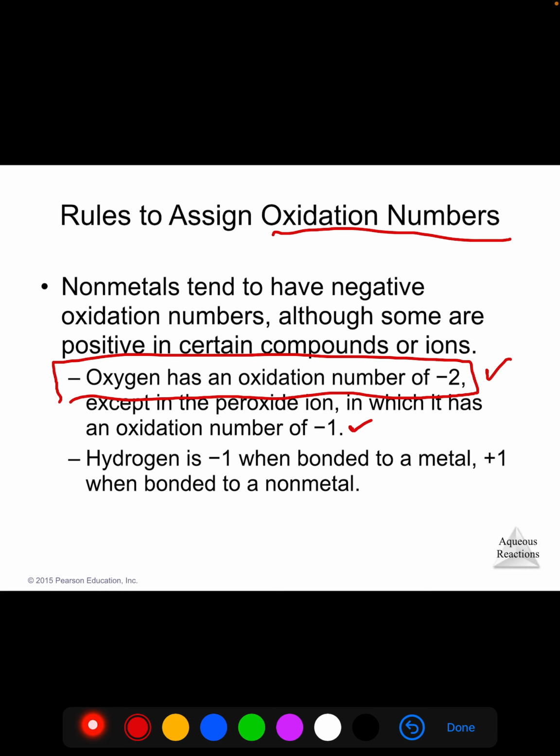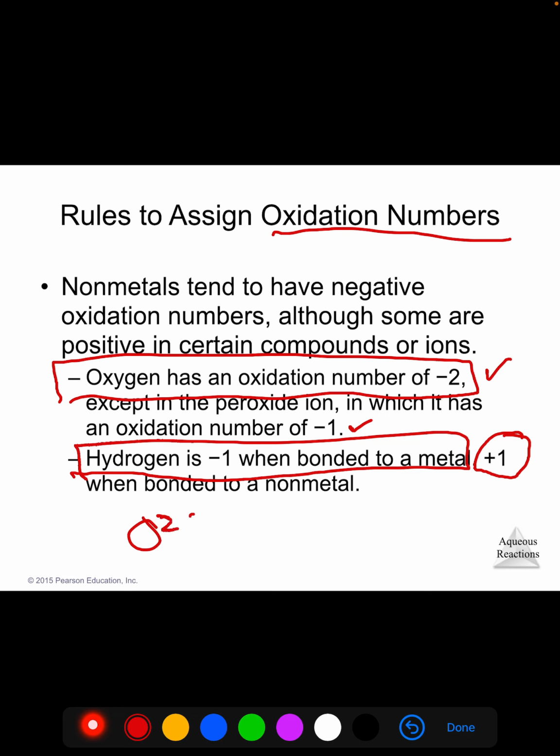Hydrogen, when it's a hydride, is minus 1. But for almost all purposes, it's going to be plus 1. Okay, so oxygen, don't forget, the ion is usually written 2 minus, O2 minus, and hydrogen is most frequently like that. So this is always a minus 2, and this is always a plus 1, with notable exceptions.